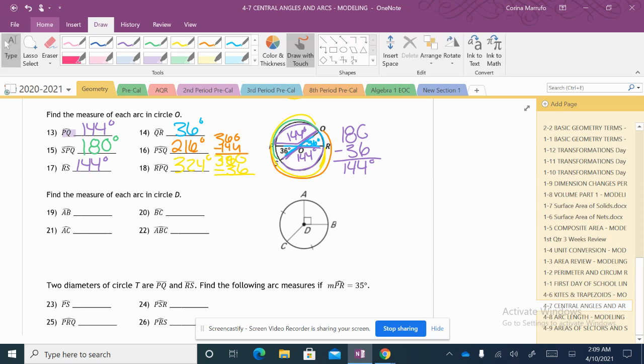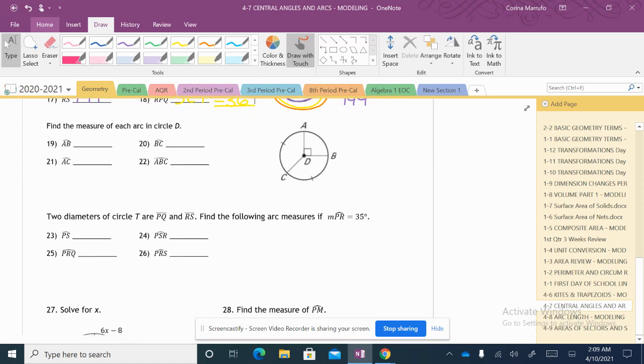All right. On the next part, it says find the measure of each arc in circle D. So here in circle D, they do give us this angle is 90 degrees. And then they tell us that this is the same as this. So one full circle is 360. I'm going to take away the 90, because this part makes up for 90. And that gives us 270. And then I'm going to divide that 270 into 2 because those two sides are the same. So 270 divided by 2 is 135 degrees. So 135, 135.